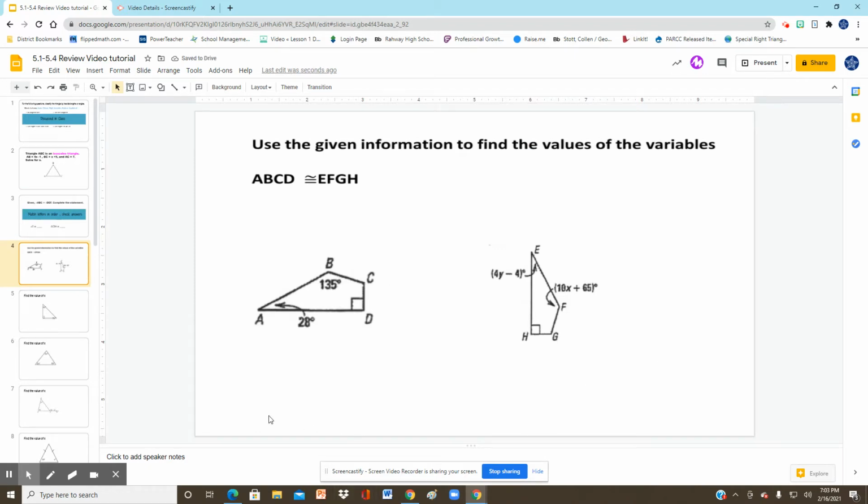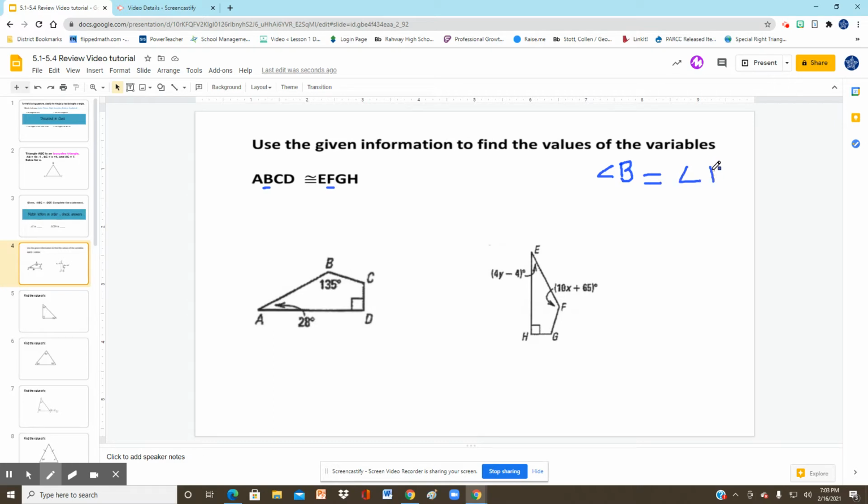Here we need to find x and y using our congruency statement. So the first thing I'm going to do is look for x, and I see x in angle F. So going to my congruency statement, not even looking at the diagram, looking at F, I can see that it matches with B. It's both in the second position. So since B and F are congruent, I'm going to write that. Angle B is congruent to angle F.